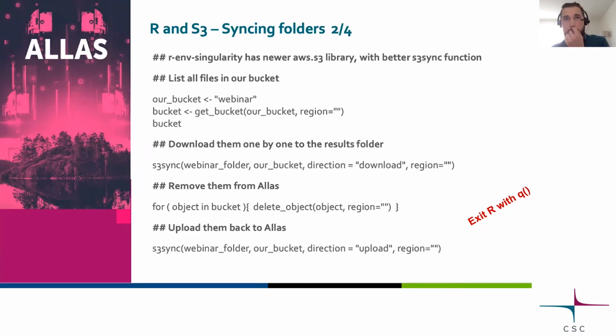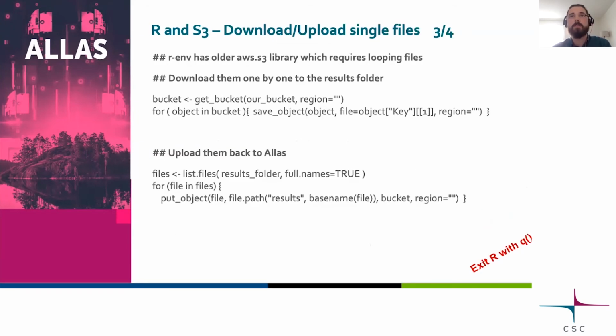So basically, you can synchronize stuff, and you can tell it whether you want to download or upload. Also you can traditionally loop the files and delete them, or loop them and download them, or loop them and upload them. If you're still using the older R environment, it had that older aws.s3 library, and it kind of requires looping files. The synchronization function, I think, exists there, but it's not as good as in the new one.